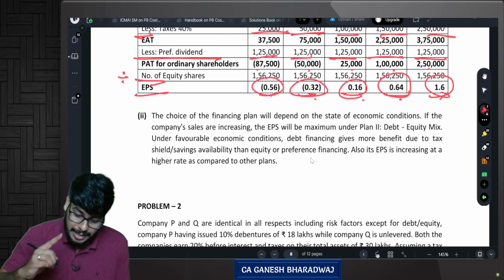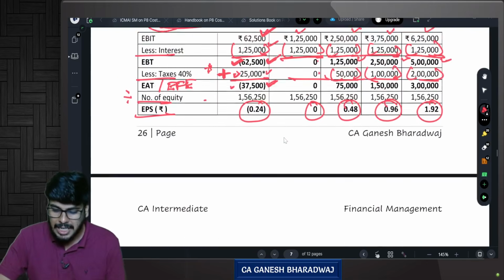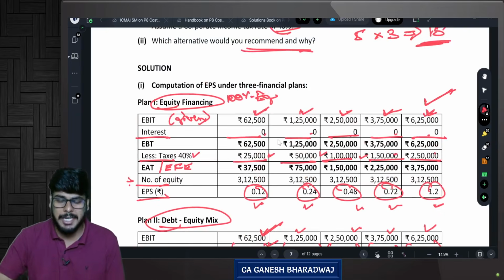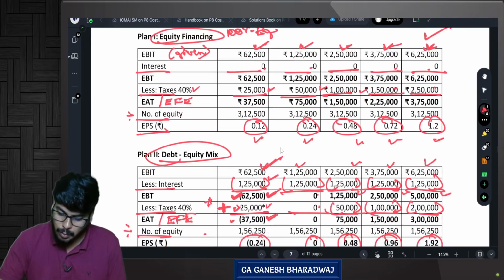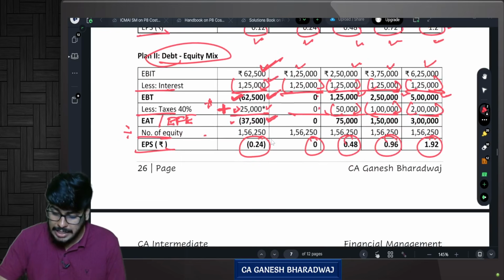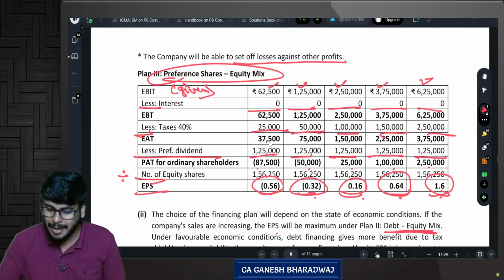If the company's sales are increasing, EPS will be maximum under the second plan, the debt equity mix. You look at this. If I have maximum sales, that is, the more the sales, the more will be your EBIT, correct? So now tell me, in this case, what happens? Your first alternative has an EPS of 1.2. Second alternative has a whopping 1.92. The third alternative has only 1.6.